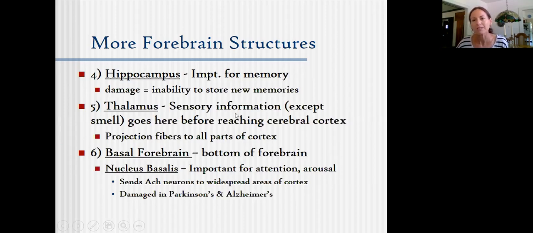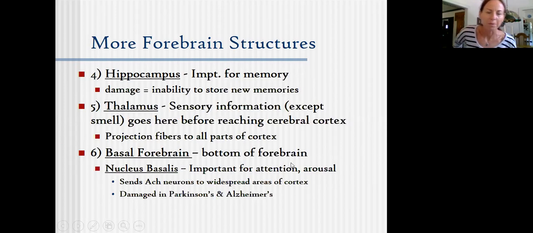The thalamus is involved in relaying sensory information to the cerebral cortex. So when information, for example, comes in your eyes, visual information is going to go to the thalamus, and then it's going to go to the cortex. Comes in through your ears, goes to the thalamus, then goes to the cortex. And it does every sense besides smell. And it goes to all these different areas of the cortex.